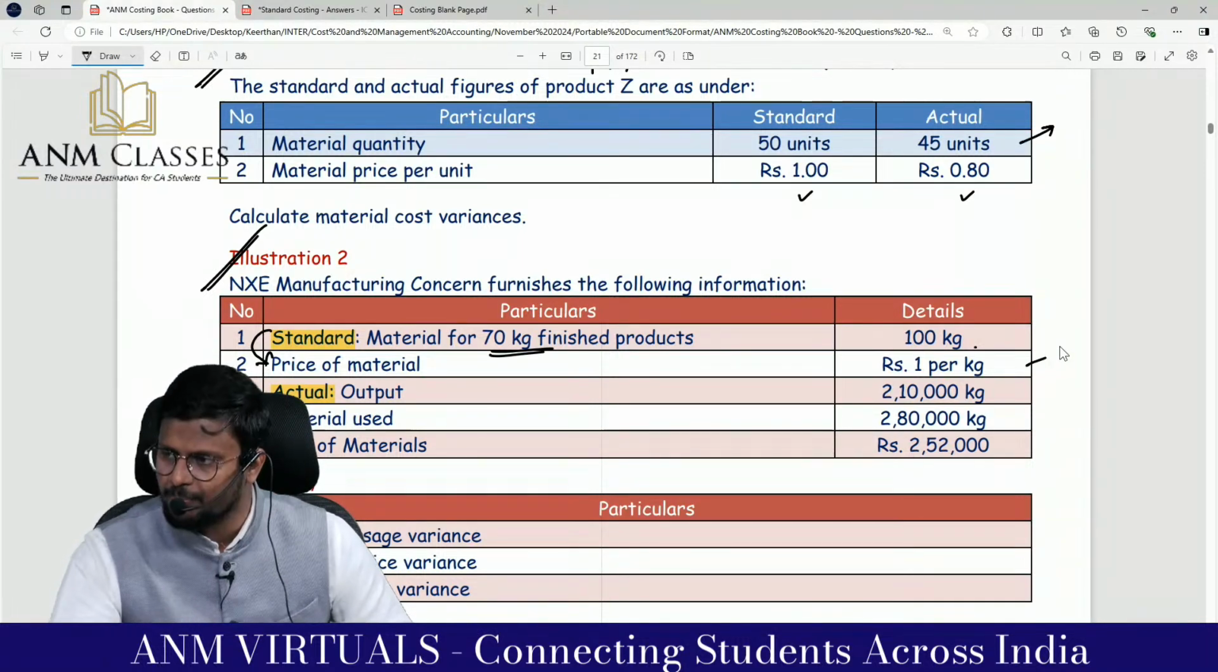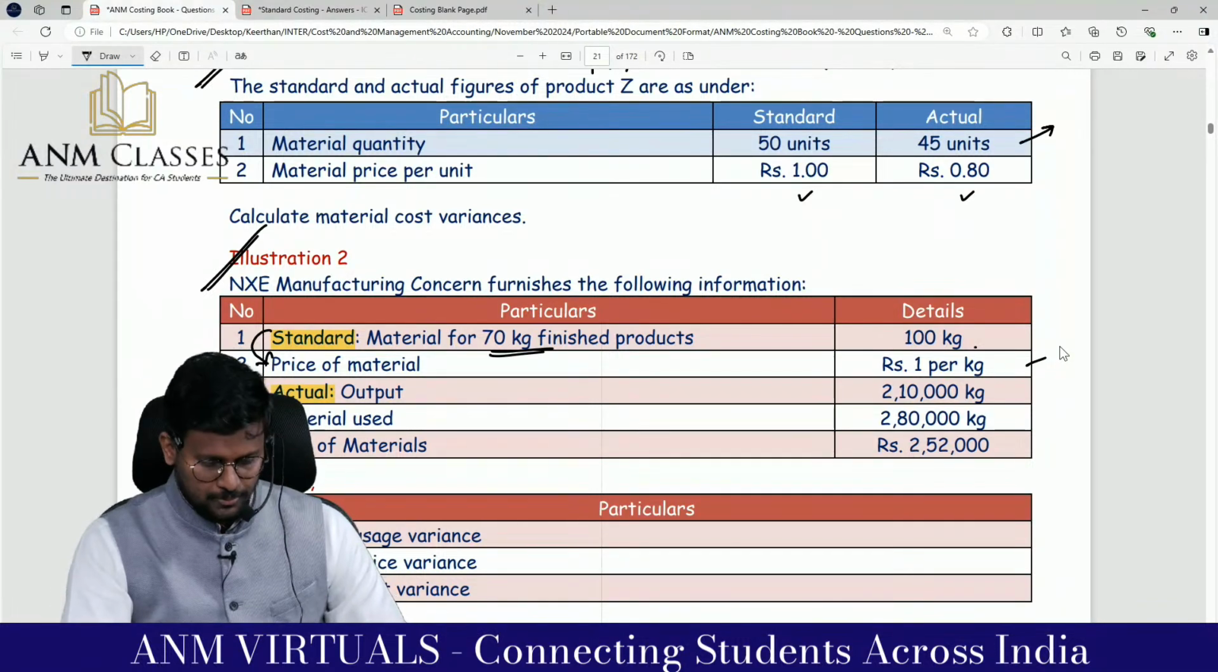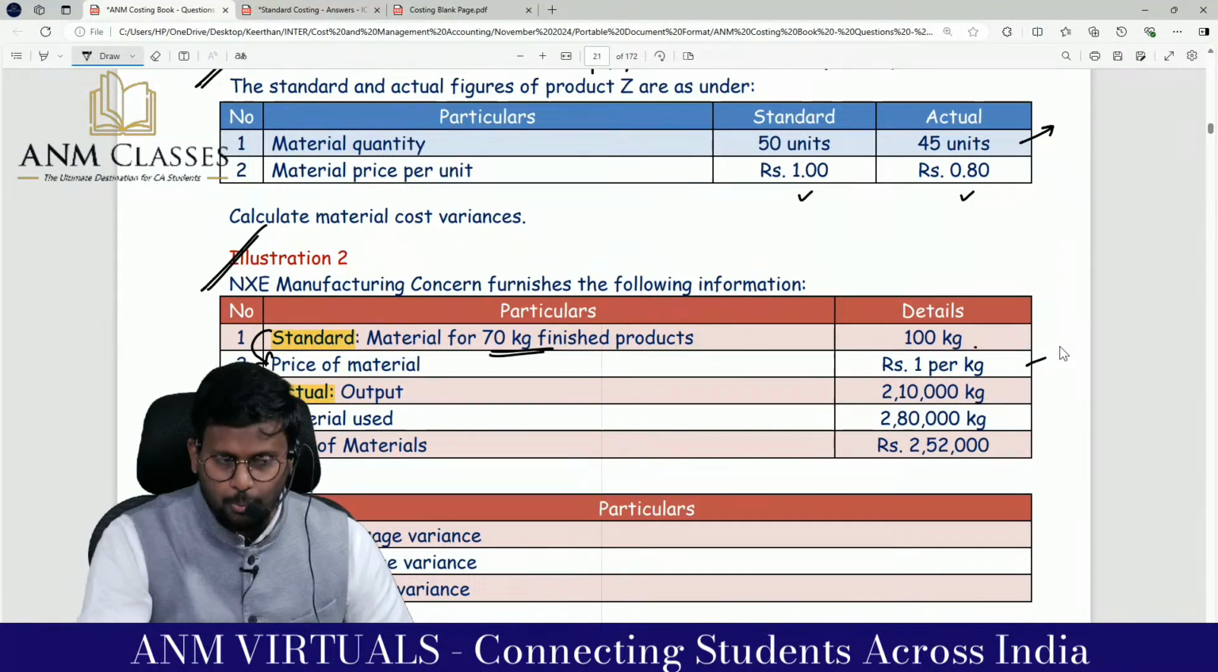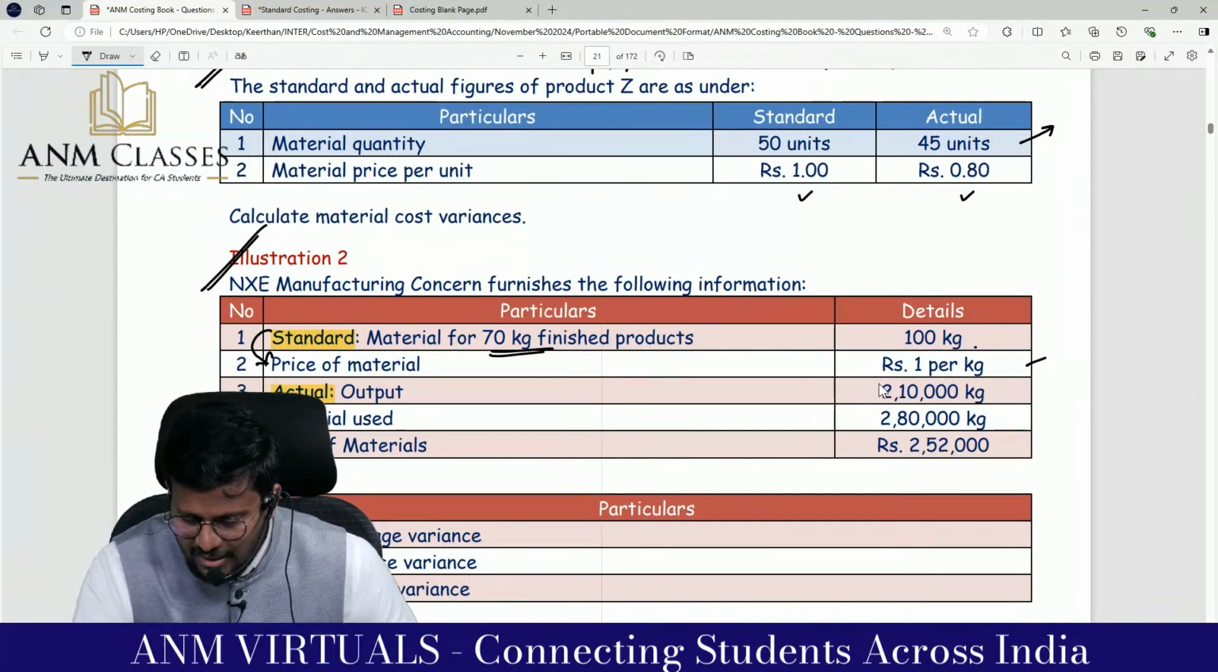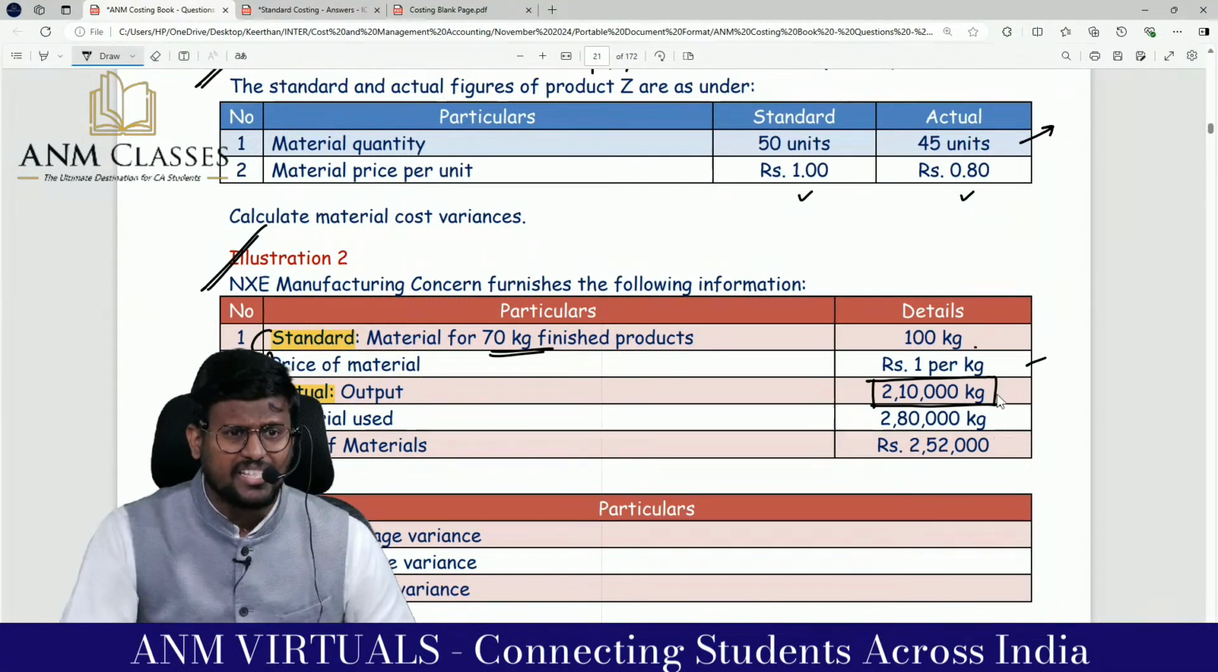How much per kg? 1 rupee per kg. Actual output, our hero, came to 2,10,000 kg. So actually 2,10,000 kg has come out.